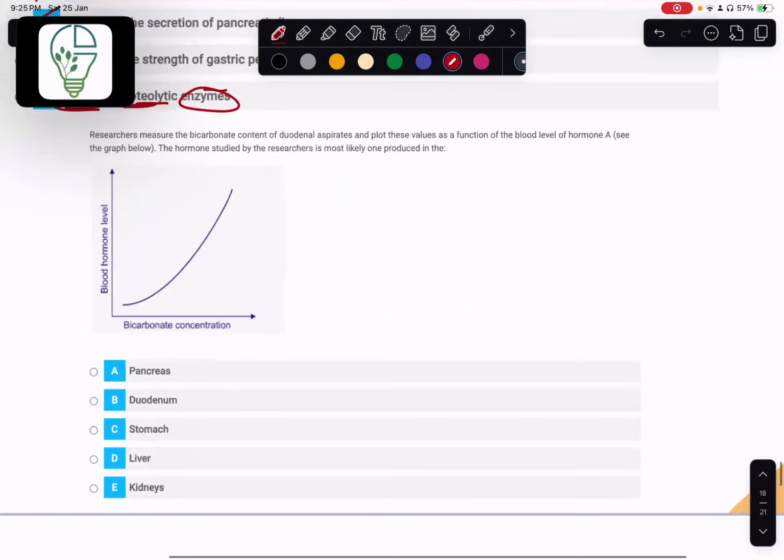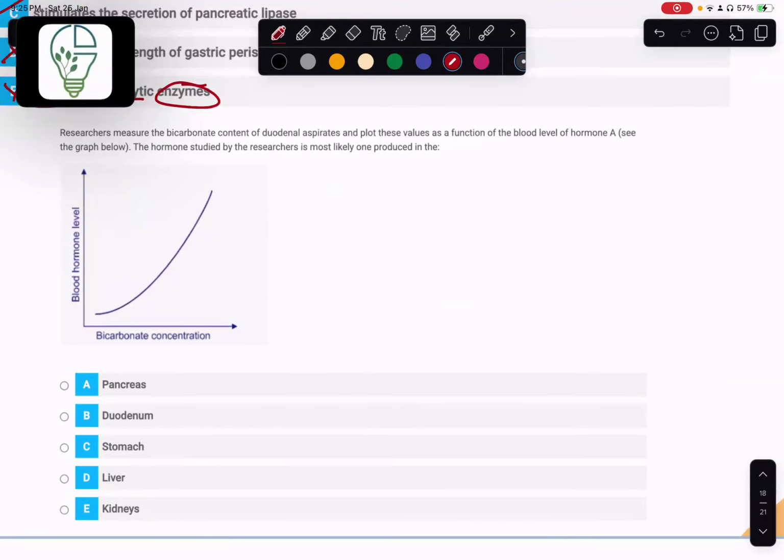Going next to the next question. Researchers measure bicarbonate content of duodenal aspirates and plot these values as a function of blood level hormone. The hormone studied by the researchers is most likely one produced in which organ? Pause the video. Basically, the question is saying we have a hormone produced by organ X.